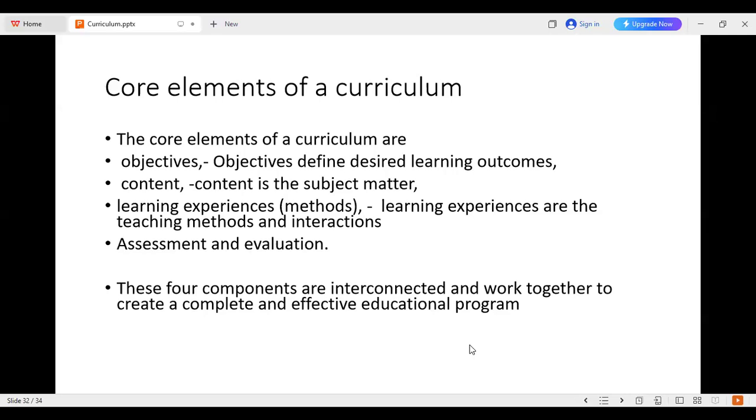In the past, we highly focused on teaching method. But now we focus on learning method, the learning styles of the children. The importance given to teaching method has now vanished. Now we use learning method, learning experience, teaching method and interaction, assessment and evaluation, summative assessment, formative assessment. Different assessments we can use. Yes, these are the elements of a curriculum.